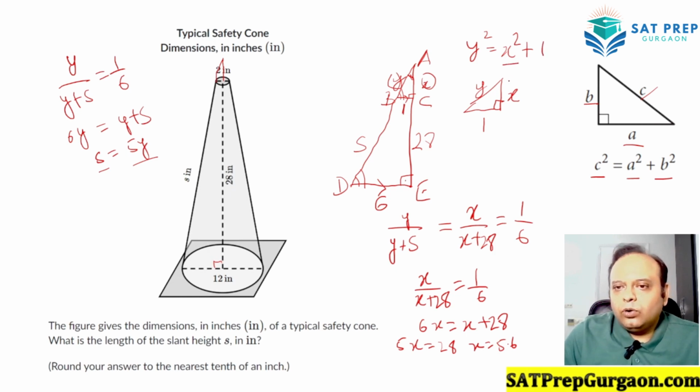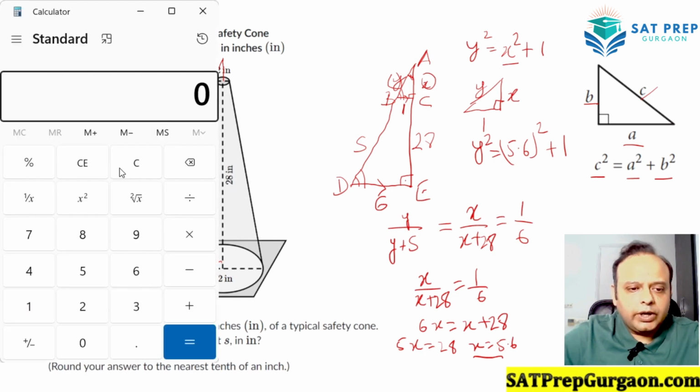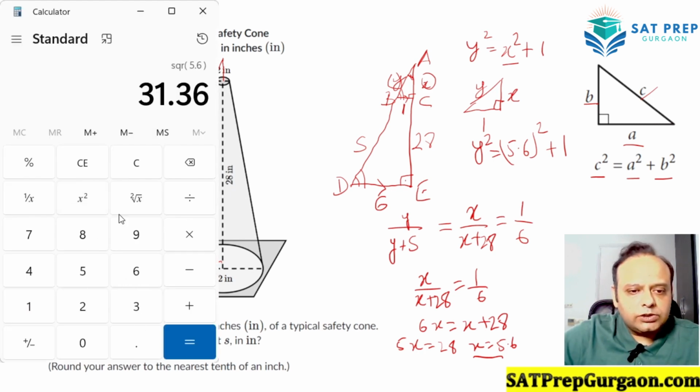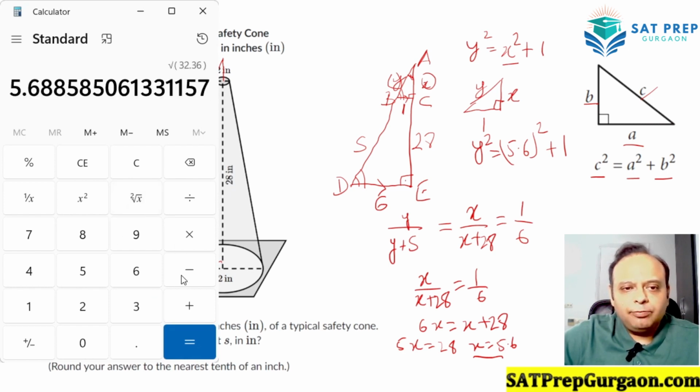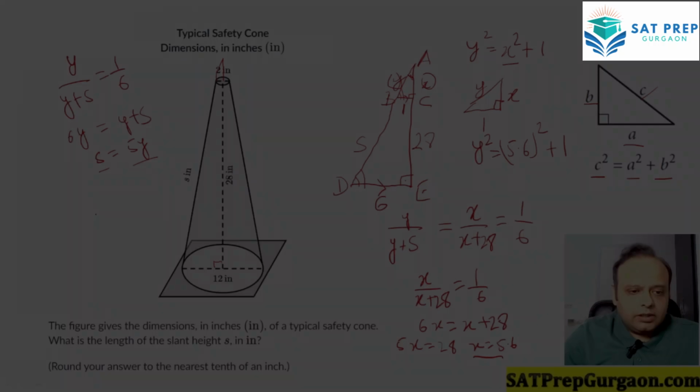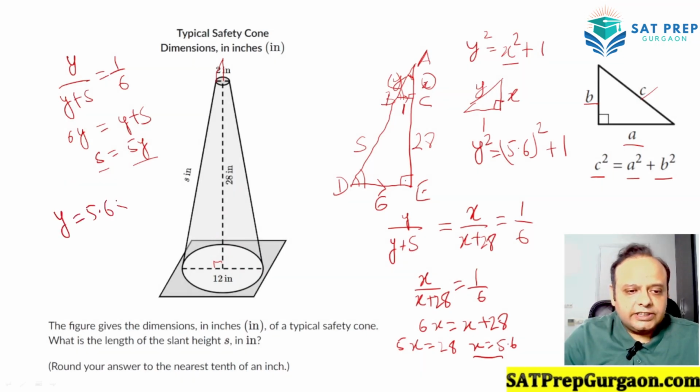Okay, we already know x. Let's put that back in. So y square equals 5.6 square plus 1. Okay, we may need to bring up the calculator here, so let's do that. So y square equals 5.6 whole square plus 1, that's 32.36. But y would be the square root of this. So let's take a square root of this, which gives us 5.688. Okay, so y is 5.688.